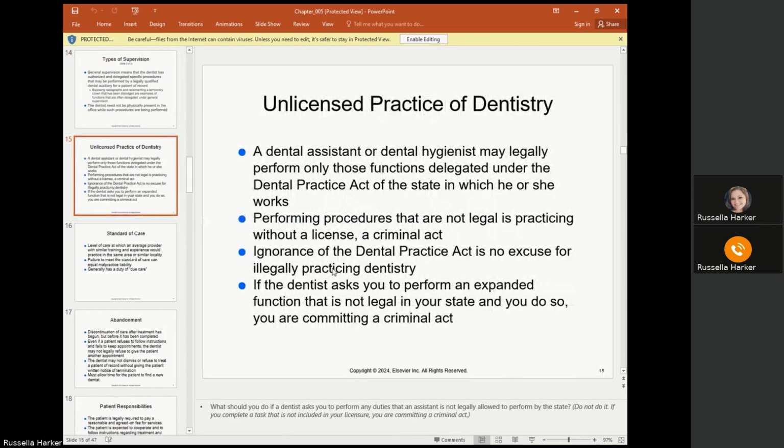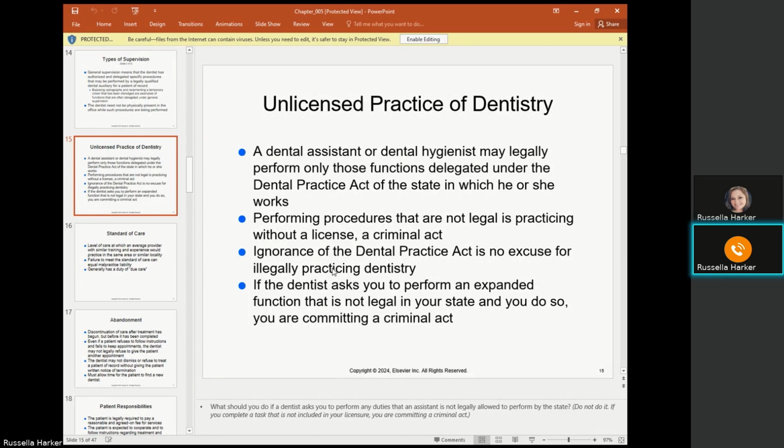With the unlicensed practice of dentistry, an assistant or a hygienist might legally perform only things that are delegated under the State Dental Practice Act in the state that you work in. Now remember, it's the state that you work in. So let's say you live on the border of two states, and maybe you live in Ohio, but you work in Michigan. You cannot do anything that's outlined in the Ohio State Dental Practice Act when you're working in Michigan. You have to do what is outlined in the Michigan State Dental Practice Act.